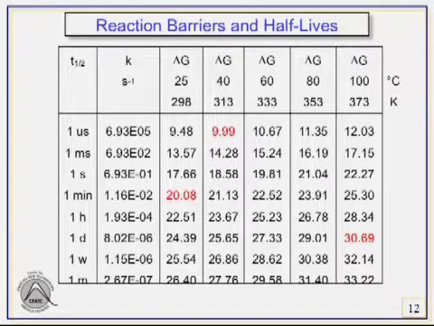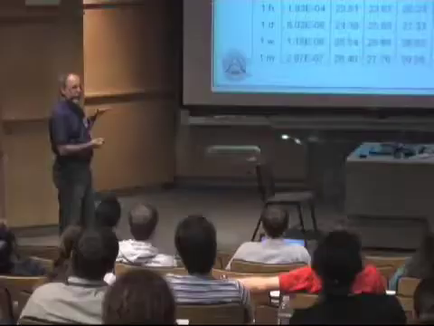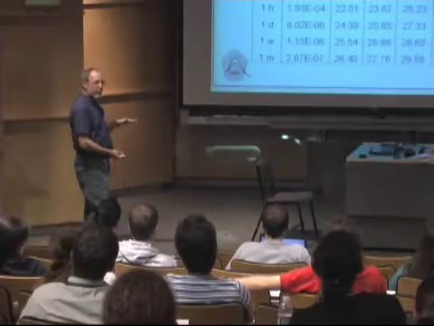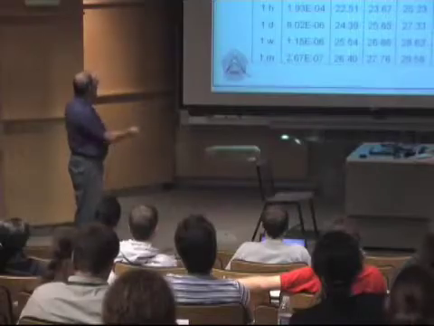At room temperature, here's a benchmark. 40 degrees, 10 kcals per mole. Barrier means it lasts a microsecond. Okay, so if you have a reaction with a 10 kcal per mole barrier, a microsecond, it's gone pretty fast. Here's another benchmark.